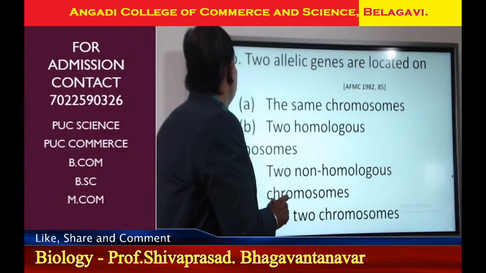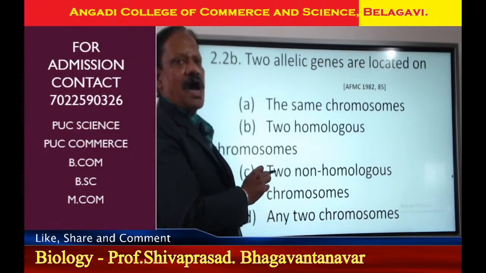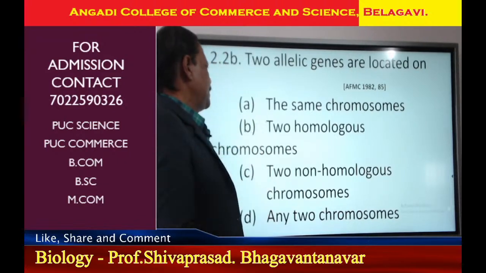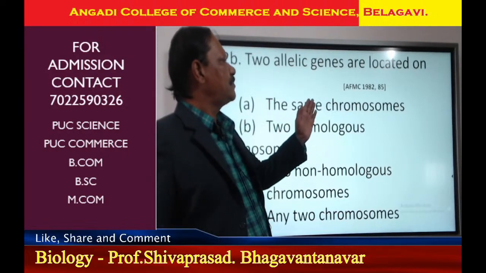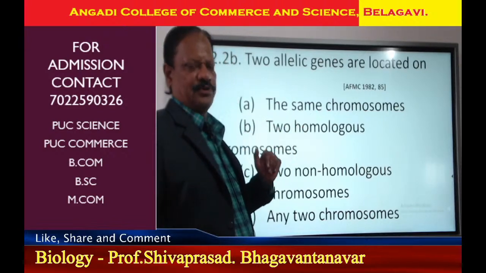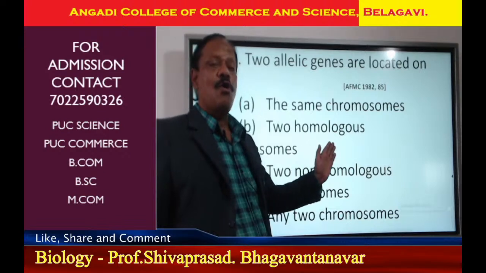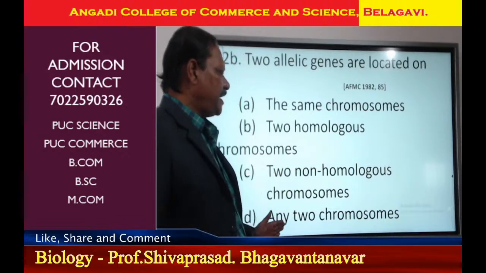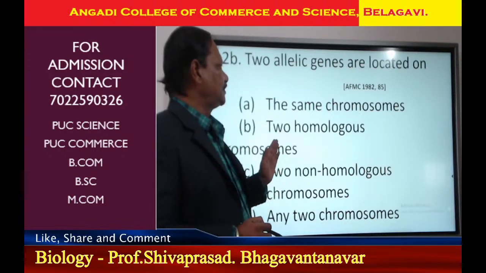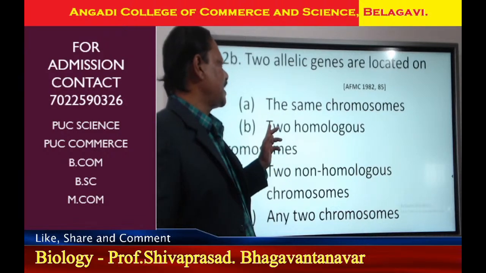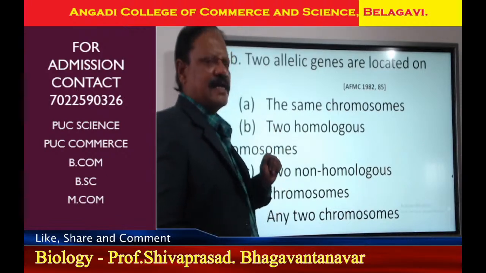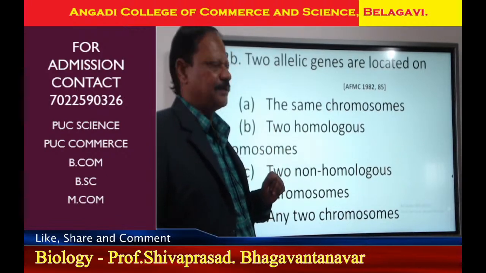Here, just see, two allelic genes are located on. Option A, the same chromosomes. B, two homologous chromosomes. C, two non-homologous chromosomes. D, any two chromosomes. But here, option B is the right answer. Here, allelic genes are located on two homologous chromosomes. So, this is the right answer. Option B is the correct one.